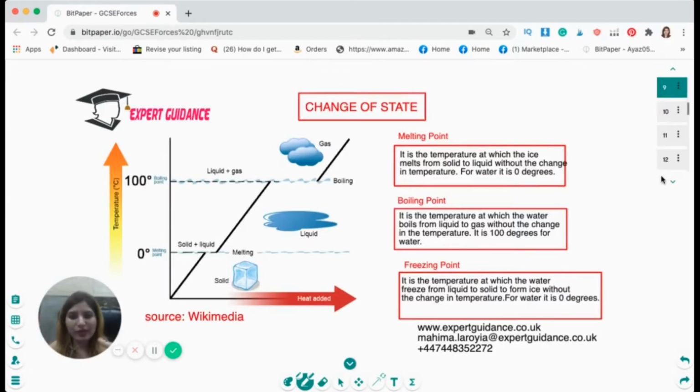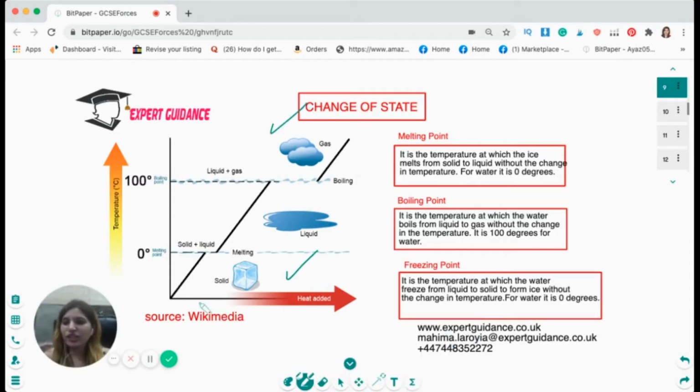Now you have to understand this curve. This curve is very important. This is a change of state curve, and this is a heating curve. Now what is happening in this heating curve? A solid is changing into a gas. You should understand this curve, and you should also know what is happening at each of the stages in the curve, because in the exam they can give you this curve and ask you to label it.